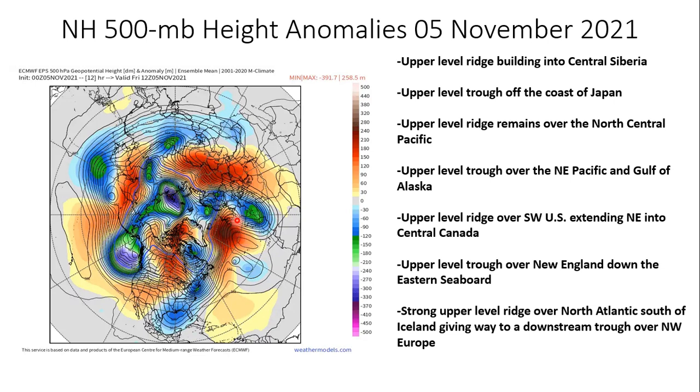And that then gives way to a trough in cooler temperatures across northwestern Europe. And then we have another fairly significant upper level ridge across central Europe at the present time. So a lot going on with these various waves throughout the Northern Hemisphere.